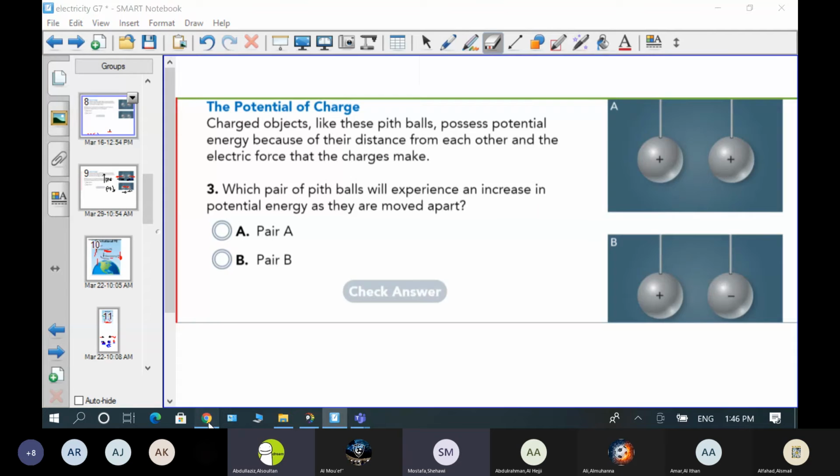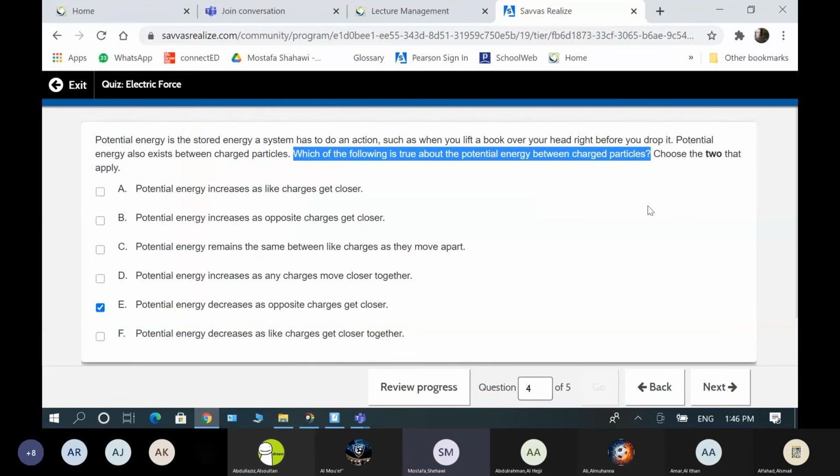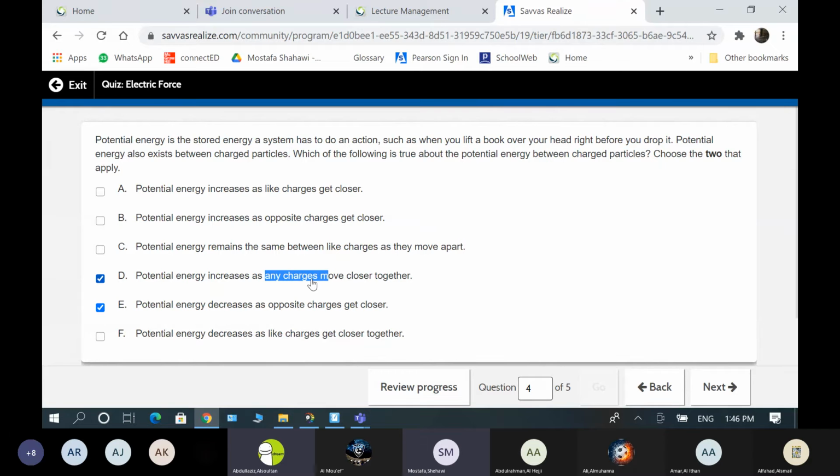Abdulaziz Sultan, can I know the answer? Yes. What is the answer? Okay, Mr. Take your time. D. Let's read it for us. You choose D. Energy increases as any charges move closer together. No, not any charges move closer. I don't know. So it's not any charges because you have, for example.